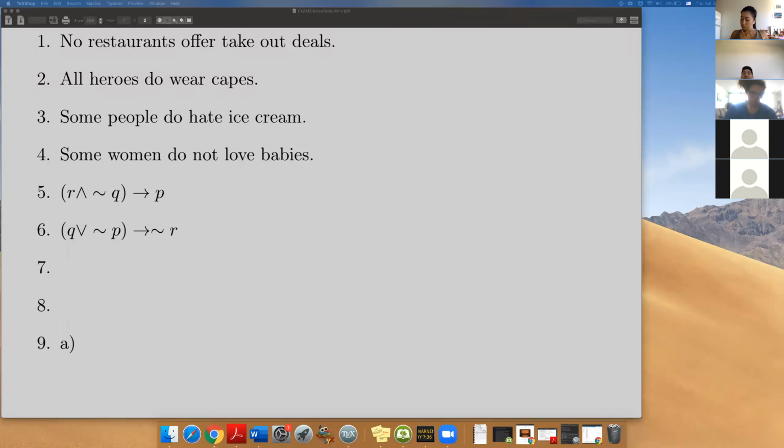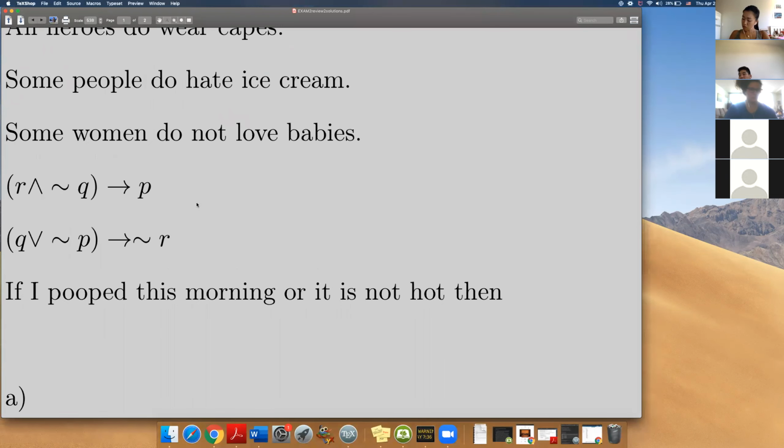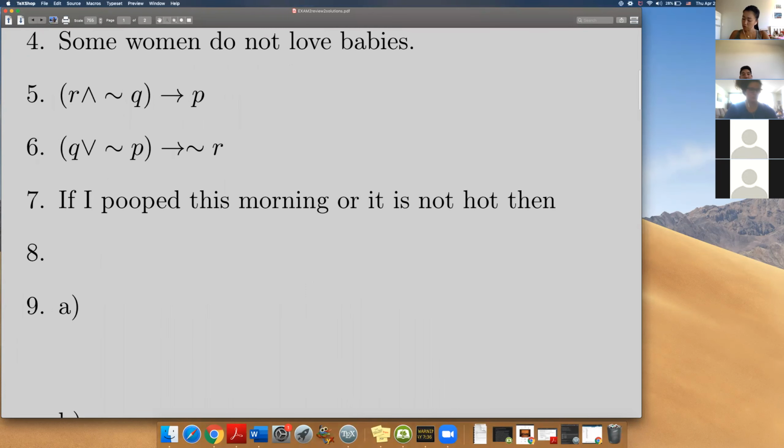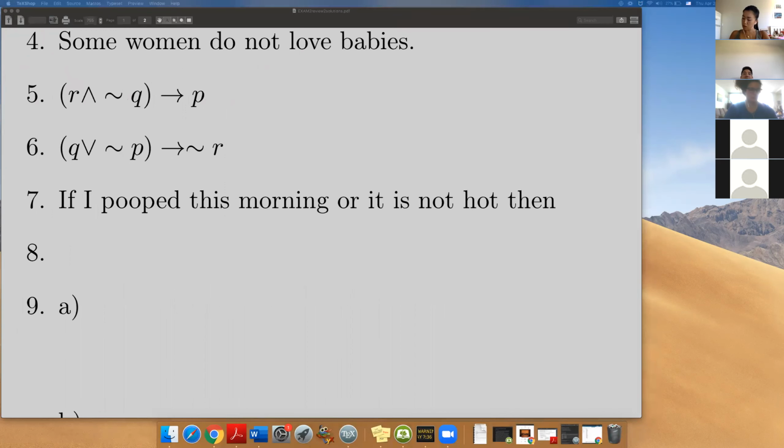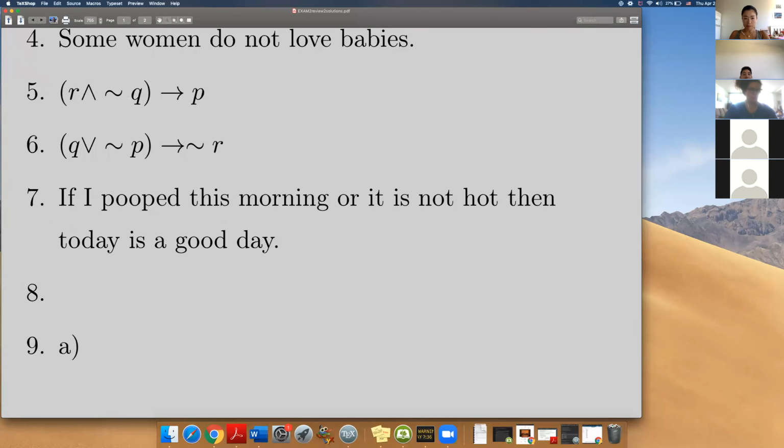Okay, this time we're going in the opposite direction, so we're writing the symbols as statements. P or not Q would be, I pooped this morning, or it is not hot. And R would be, today's a good day. In between, you should have an if-then. So the first part is "if." If I pooped this morning or it is not hot, then today is a good day. Yeah, right. Then today is a good day. Just like that.